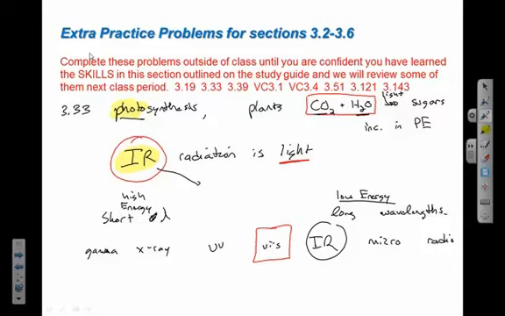Two different lasers. 3.51, some copper-containing substances emit green light when they are heated in a flame? No. 39?